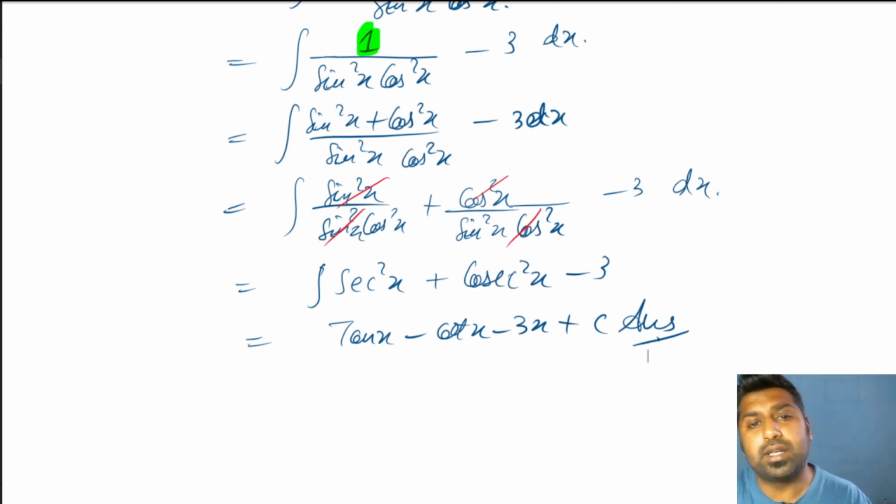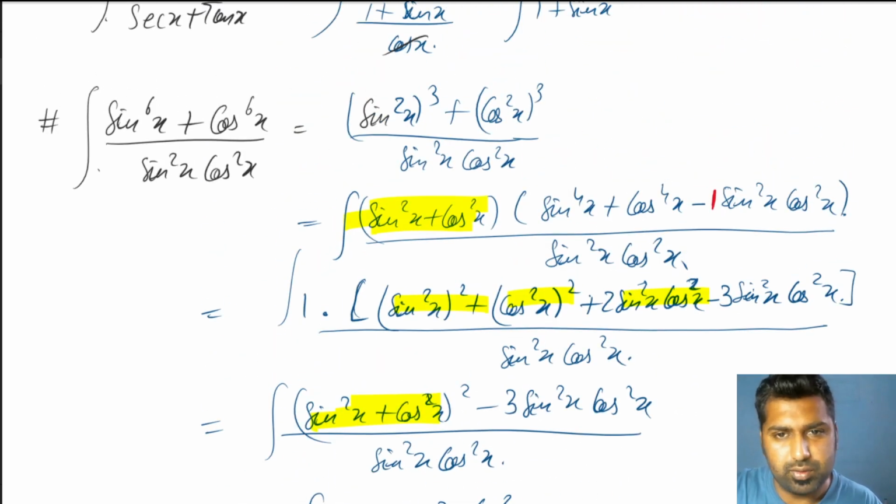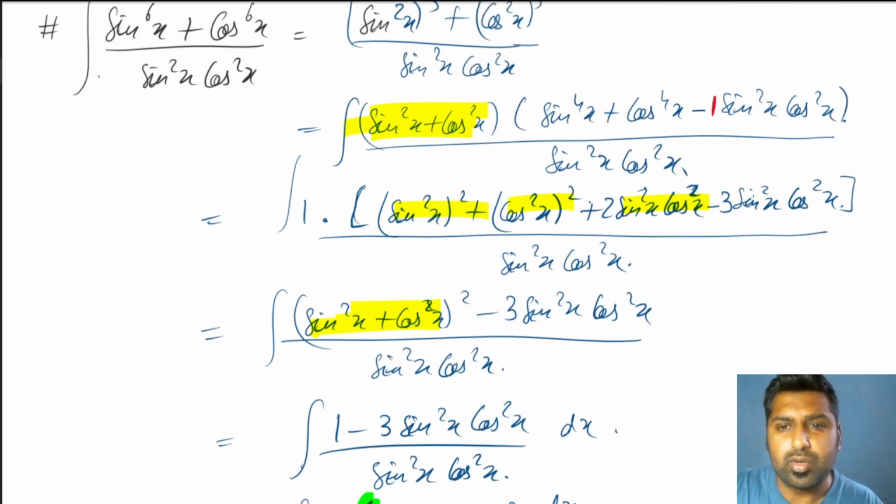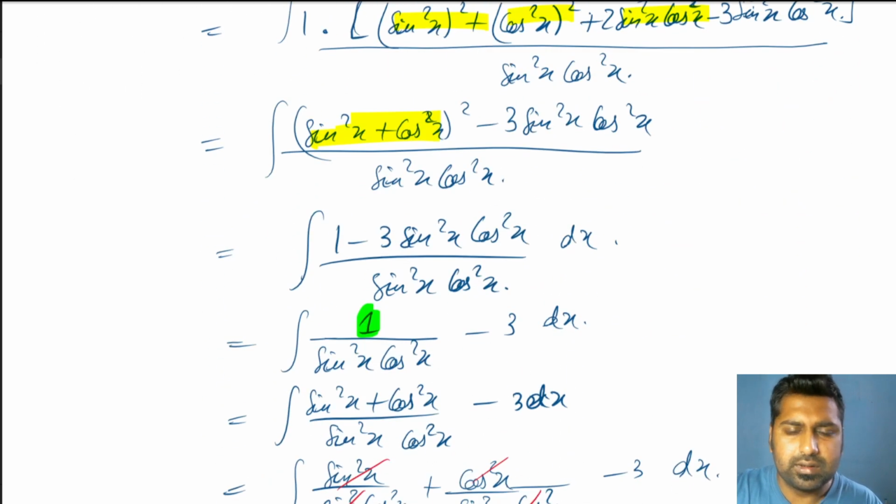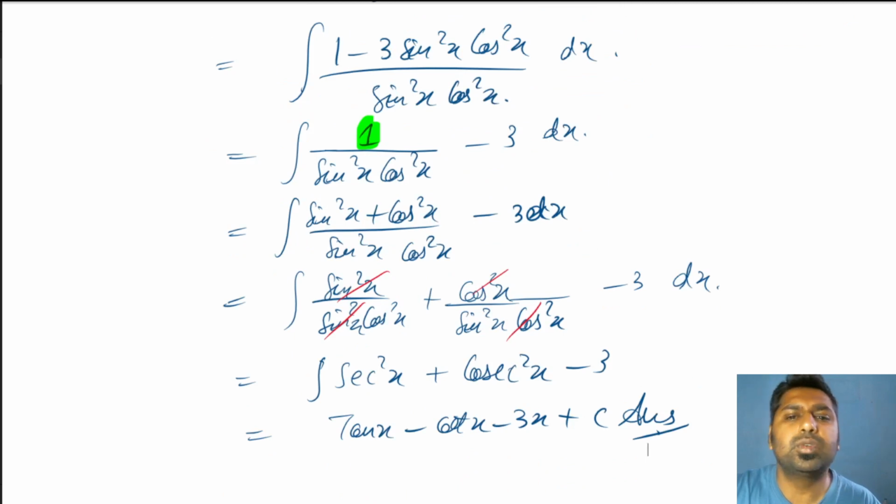Lengthy question, but yes, that's the approach. We used a cube plus b cube, then we forcibly generated a square plus b square plus 2ab, then we split the denominator, and then it was actually a question that was earlier discussed: sine square cos square. So write down the 1 as sine square plus cos square. All right, this is done.